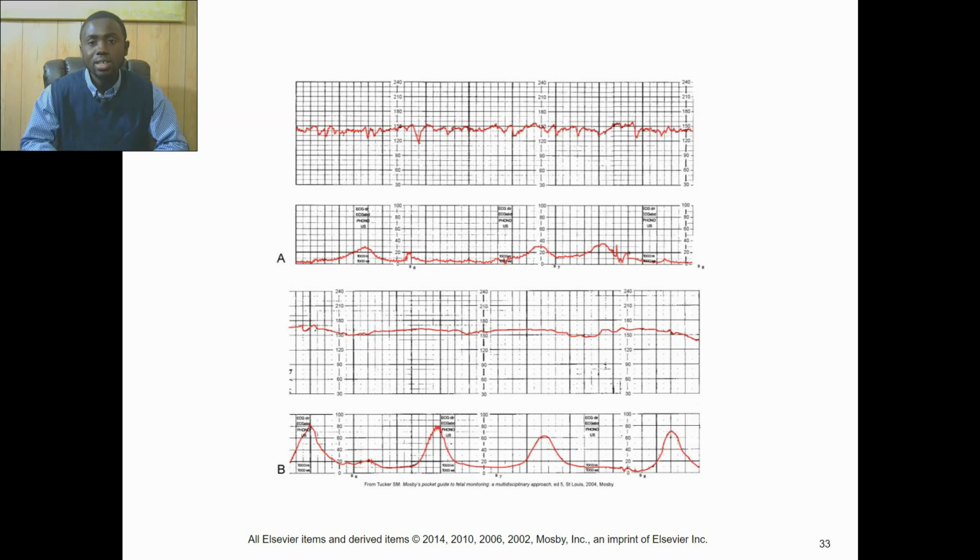Then last, if the test is considered unsatisfactory, it means that the test failed to produce 3 contractions within a 10-minute window, or there is an inability to trace the fetal heart rate. And this will require further evaluation either by prolonged monitoring or repeated testing the next day.